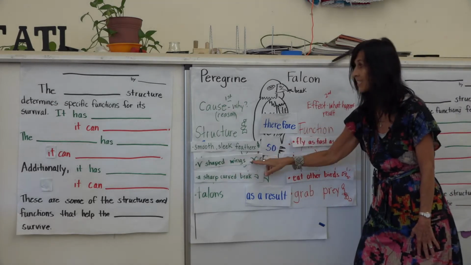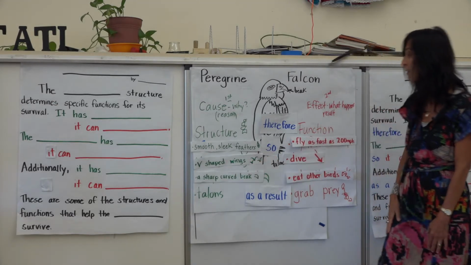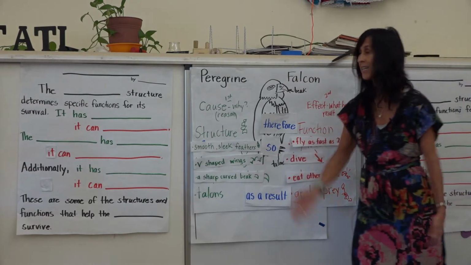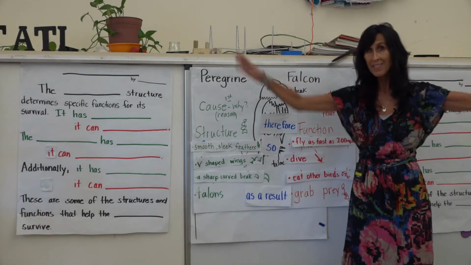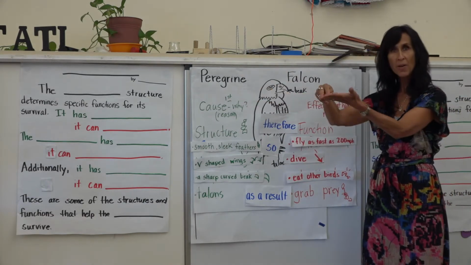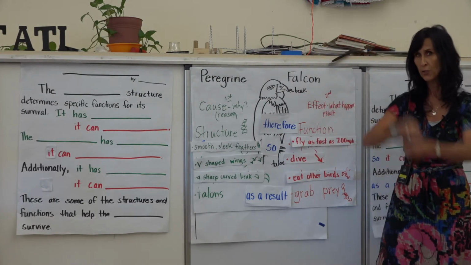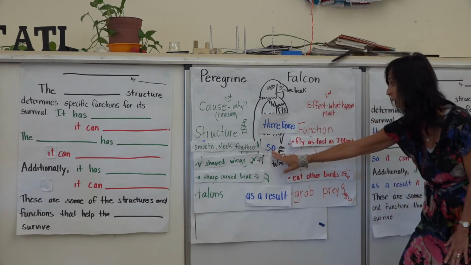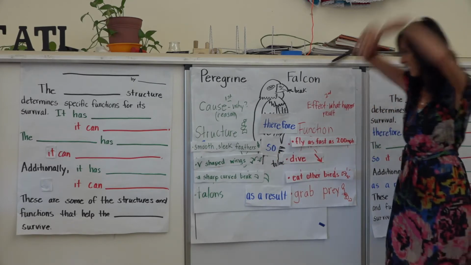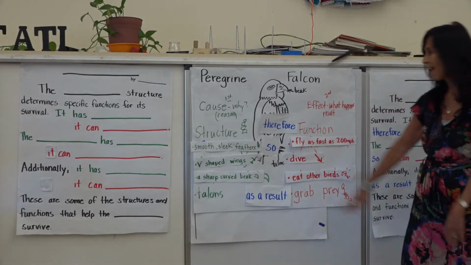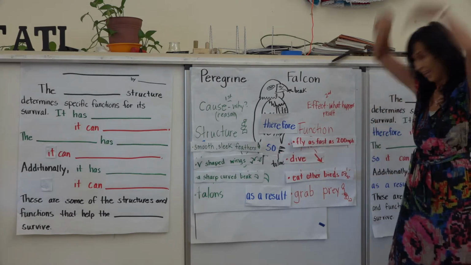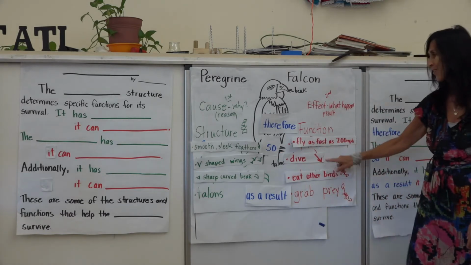Now we're going to practice the next sentence. The peregrine falcon has V-shaped wings. Say it with me. The peregrine falcon has V-shaped wings. Here's our cause and effect language. So it can dive. Why does it have it? So, thanks for saying the language, friends.